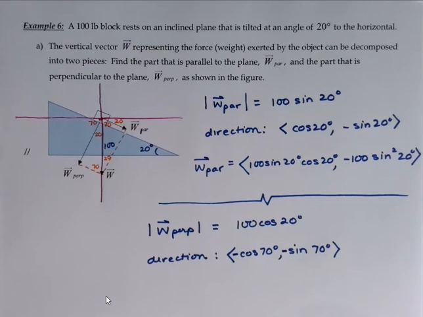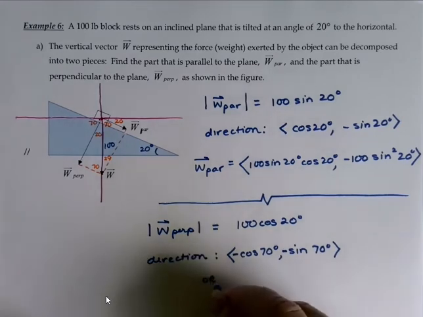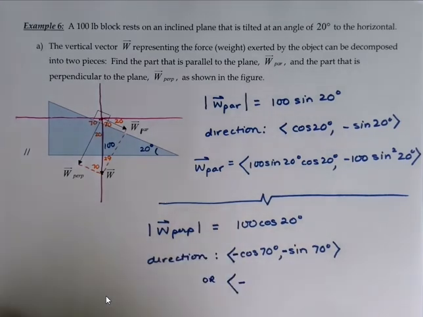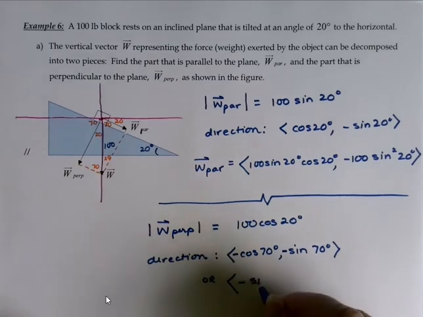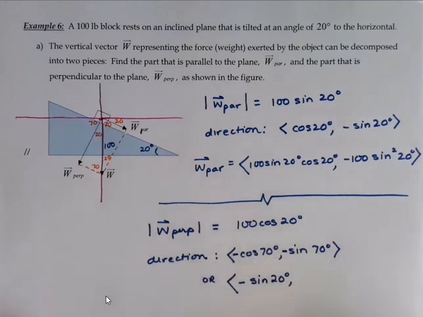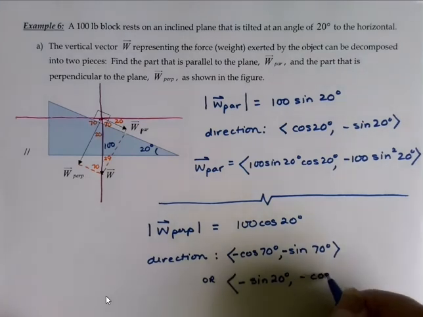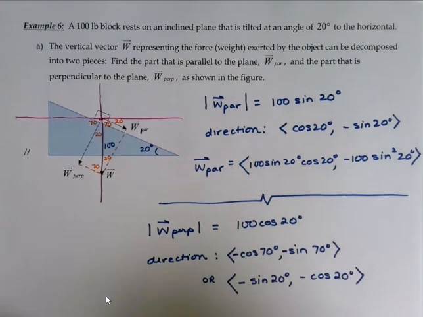But I kind of want to put everything in terms of the 20-degree angle, so I am going to use the cofunction identities. I'm going to say the cosine of 70 is the same as the sine of 20, and the sine of 70 is the same as the cosine of 20. If you think back to your trig, those are called cofunction identities. Cofunctions of complementary angles are equal.